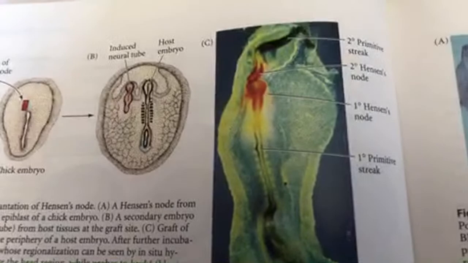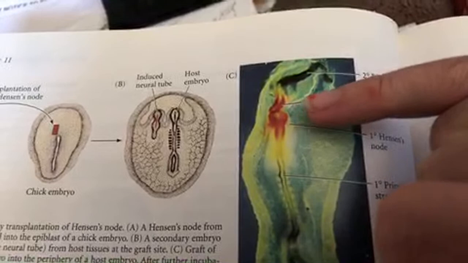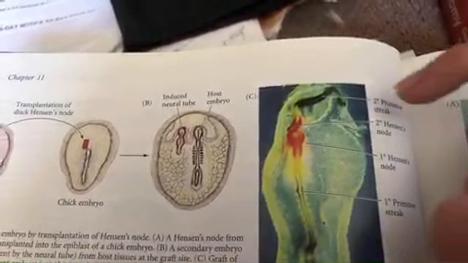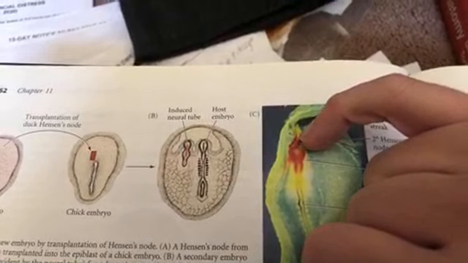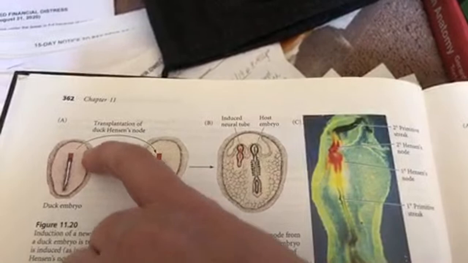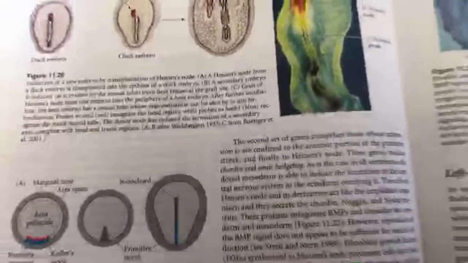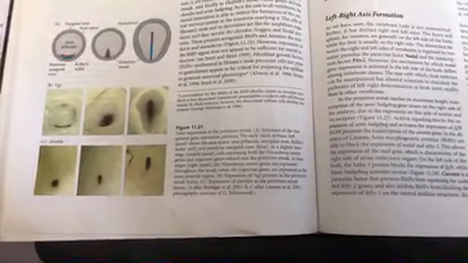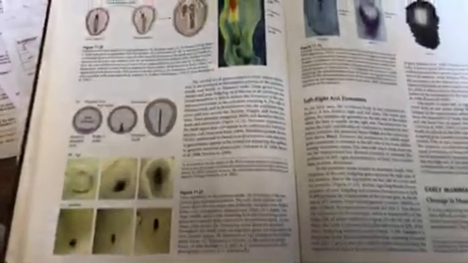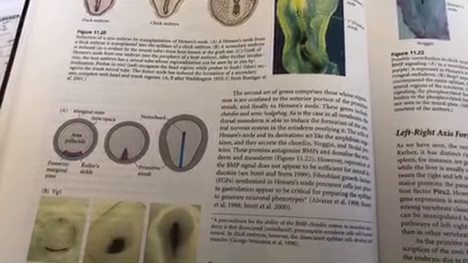So this is the chicken, the primary Hensen's node with the normal neural tube that forms. And then they transplanted the duck and it creates its own neural tube. So this shows that the differentiation of cells in the Hensen's node can be transplanted into another embryo and start developing embryological structures. Now, I don't know. I don't think that this actually turns into a viable duck fetus, but I don't know. Yeah, but they can do, this was only in, what? 2001.